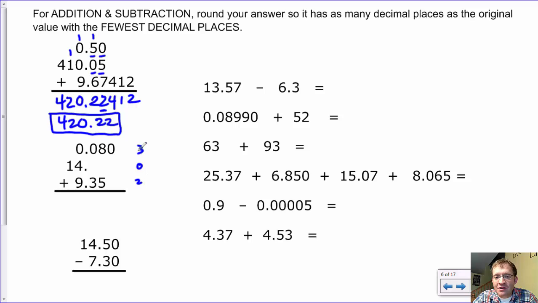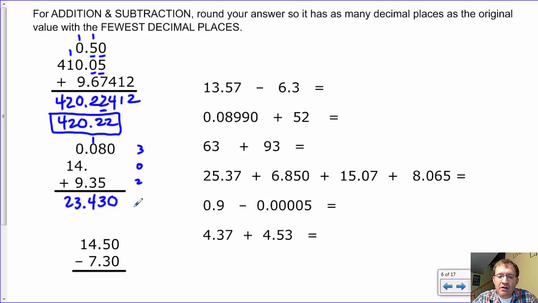Well, the fewest, of course, of these is 0, the middle number. And so my final answer can only have 0 decimal places as well. So when I go to add this up, I'm going to round it off to look like that. So this 0 comes down. 8 and 5 makes 13. Carry my 1. 1 and 3 makes 4. I've still got a decimal point to watch for there. And then 14 and 9 make 23.